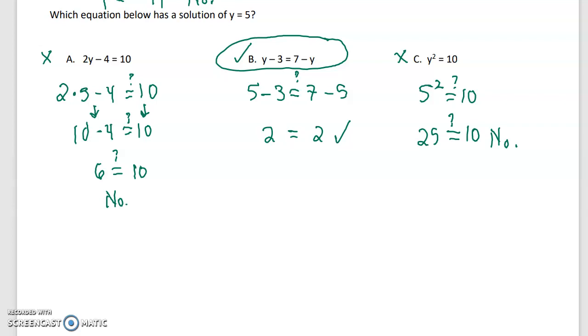So again, this was an introduction to equations and their solutions. And when we come back together, we're going to be looking at how to then solve equations. So we're going to start out with really basic equations, and it's going to be great.